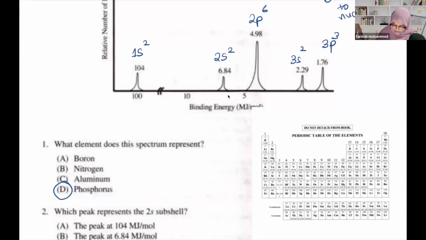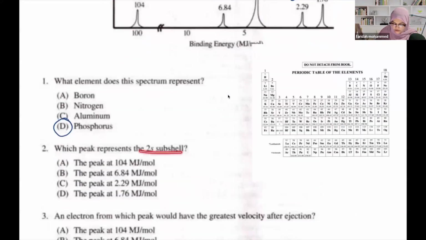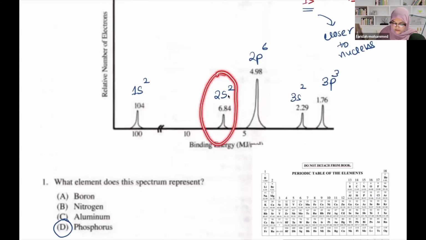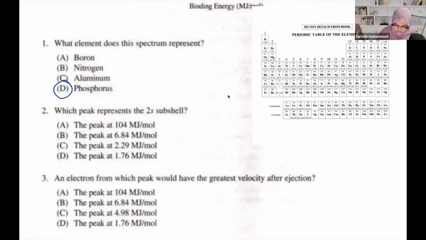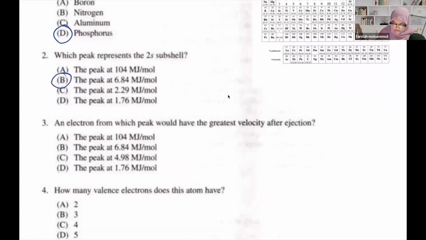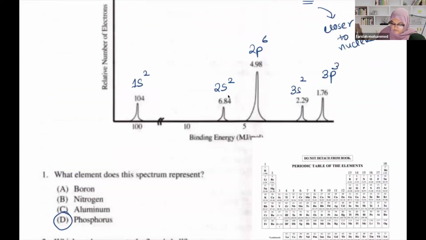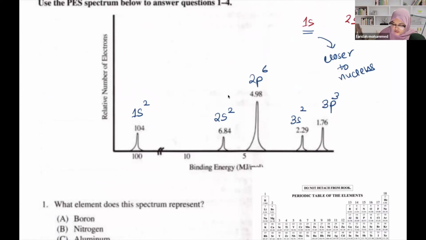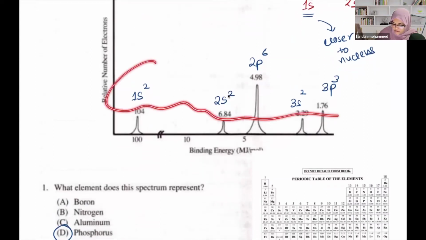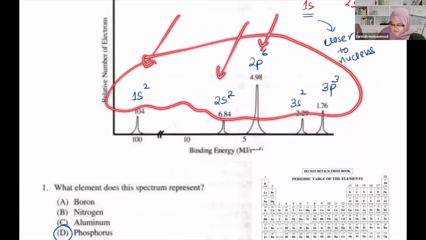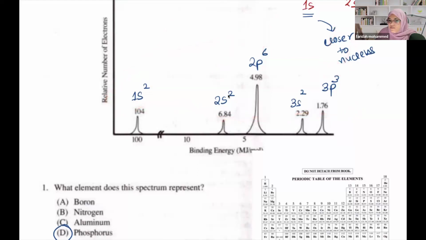Which peak represents the 2s subshell? The 2s subshell is this peak, 6.84. An electron from which peak would have the greatest velocity after ejection? Okay, think about this. Let's say you give the same amount of energy to all these subshells. Which one is going to require more energy just to get out of the atom? The 1s, because 1s has the highest binding energy.